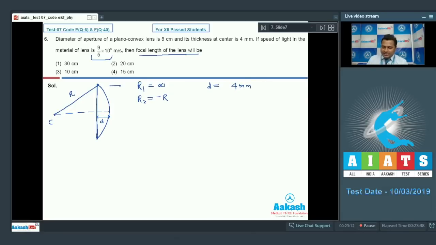On the other hand, the diameter of aperture is given 8. So this total length is 8 cm. This will be 4 cm. This we can write r minus d. So using the Pythagoras theorem, we can write r square, that is hypotenuse square, equals 4 square plus r minus d whole square.